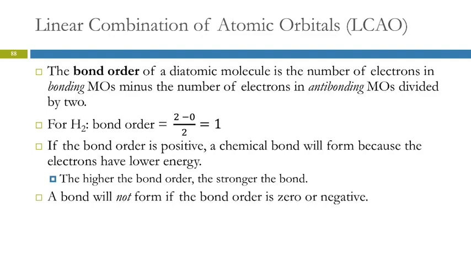We have something we call bond order. The bond order helps us to know if this molecule is actually going to exist, if this bond is going to form or not. So the bond order for a diatomic molecule, the good news is we are only going to look at diatomic molecules. We're not going anywhere past that. So for a diatomic molecule, we're looking at the number of electrons in the bonding molecular orbitals. We're subtracting the number of electrons in anti-bonding orbitals and dividing by 2.